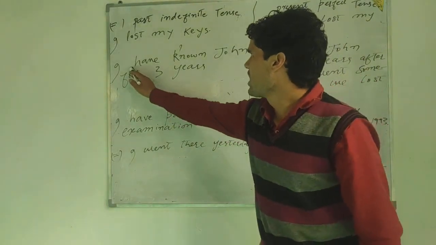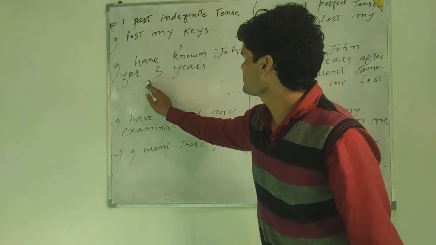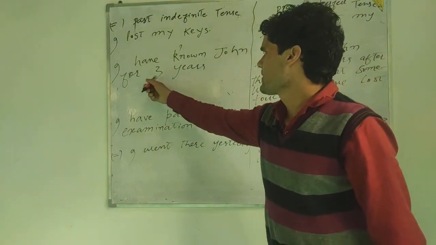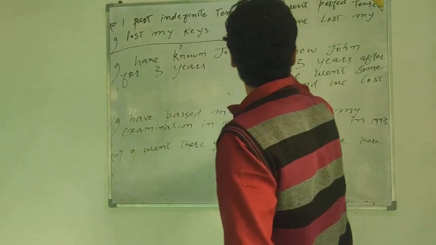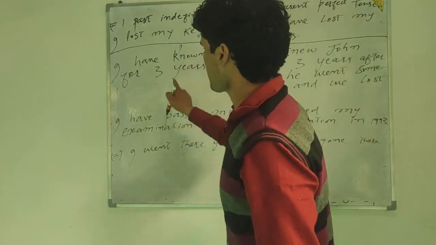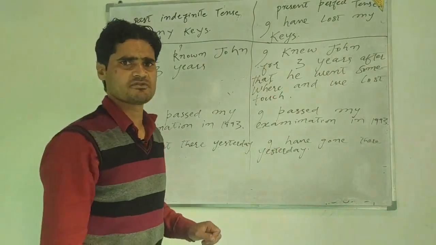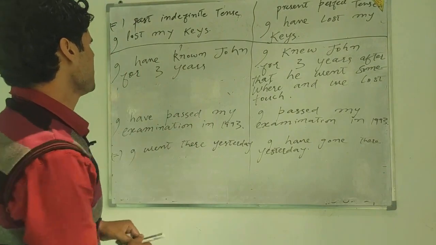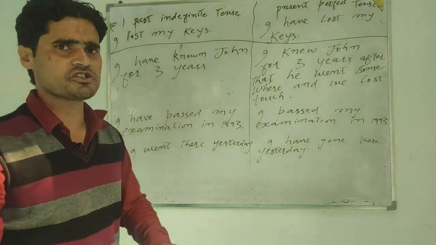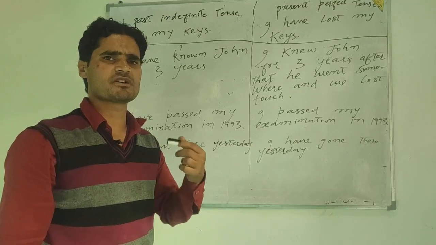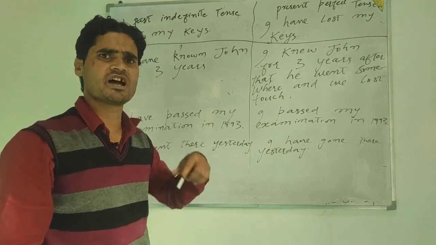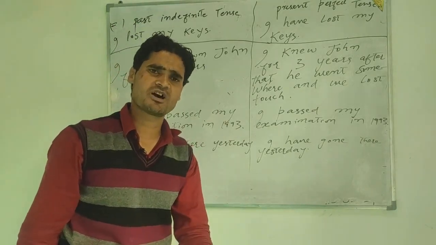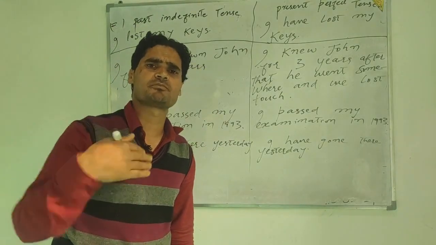However, look at the second. I have known John for 3 years. It is the second difference between past indefinite and present perfect tense. I have known John for 3 years. Look here. I had already told you the meaning of the present perfect tense: any activity, any action which started in the past but still continues up to the present.